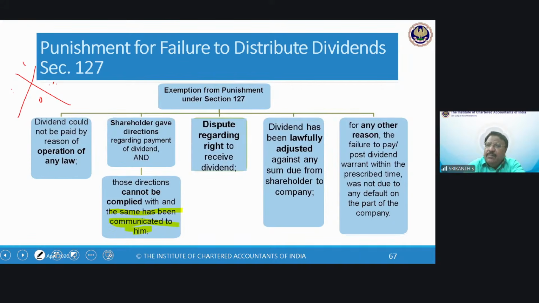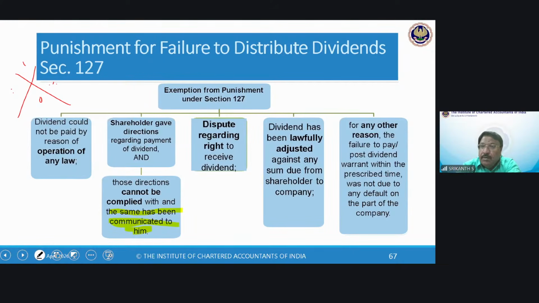For any other reason, the failure to pay or post the dividend warrant within the prescribed time was not due to any default on the part of the company. In today's context, I can only put it this way: you kept on delaying the instruction to the bank. You waited till the 28th day. Then on the 28th day, you sent a letter to the bank, with all the bank details. Unfortunately, after the instruction went to the bank, there was an overall strike, and all public sector banks were on strike. Work is not done, so the bank credits it 3 days after the expiry of 30 days.